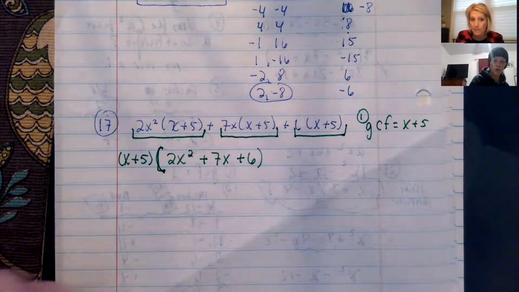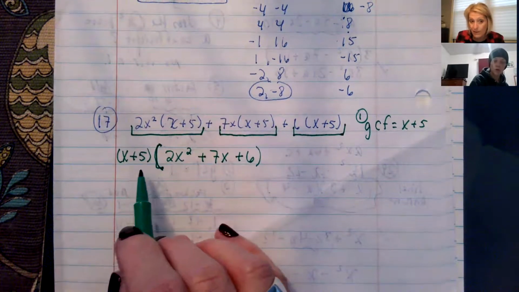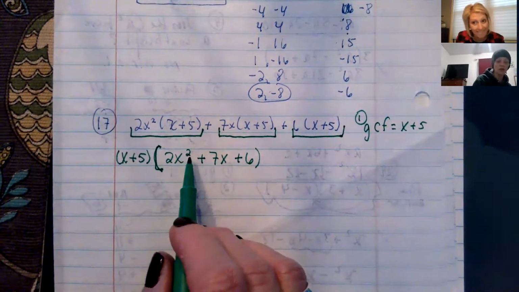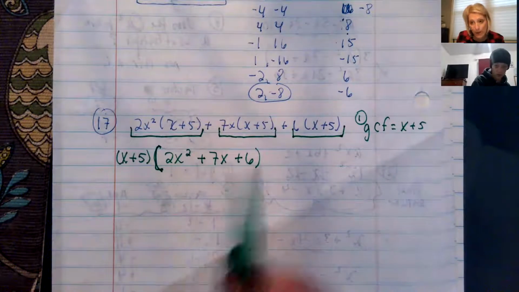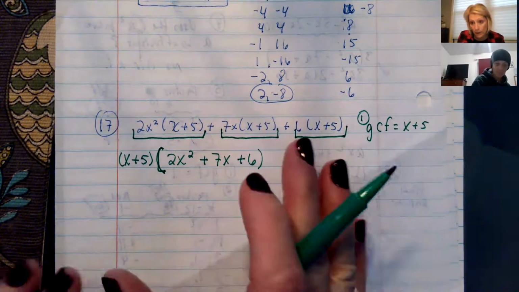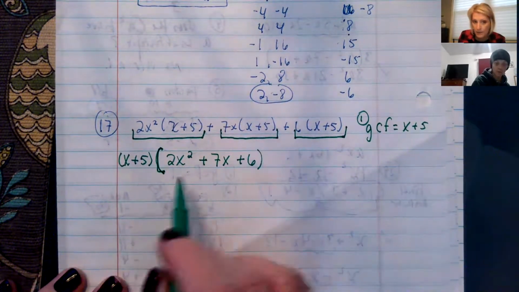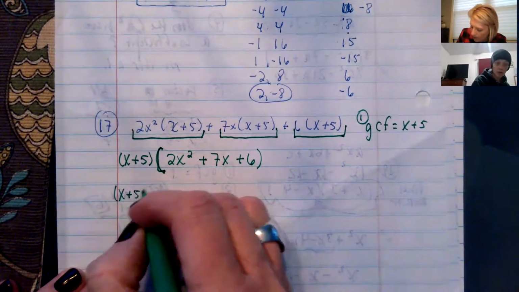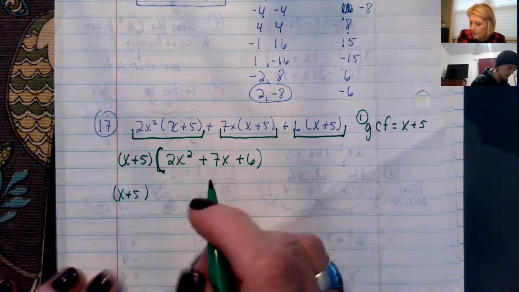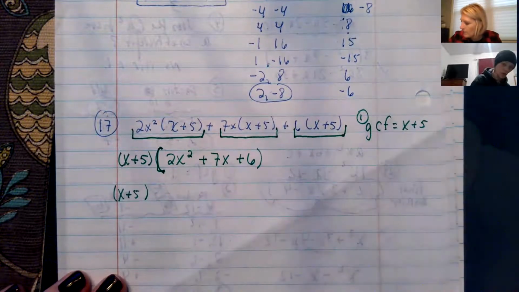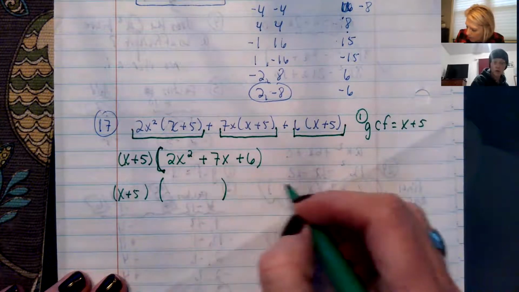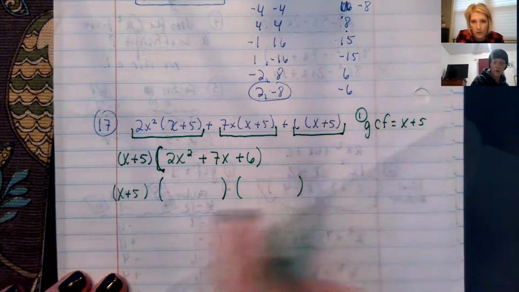Okay. And then we're going to ask ourselves, are we done? No, you're not done because you still have an x squared. Right. So there's still a possibility of two binomials because there are three terms here. So I'm just going to bring this x plus 5 out in front here. That stays out.